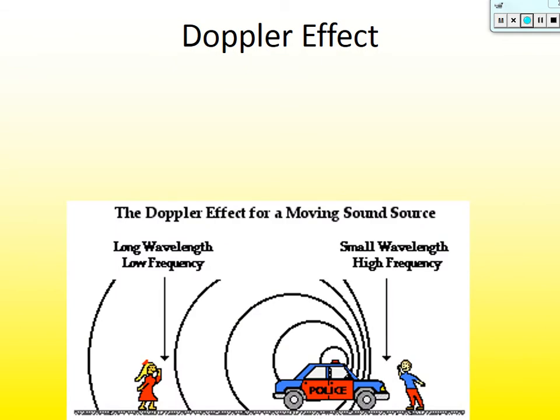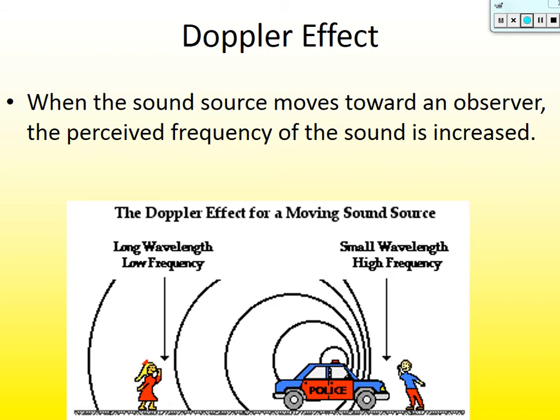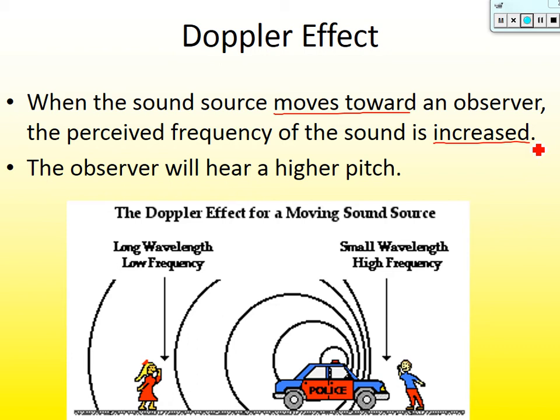Okay, so let's continue on with your notes. There's something to write down here. It says when the source of the sound moves toward an observer, the perceived frequency of the sound is increased. So he hears it at a higher pitch. So the observer will hear a higher pitch. So that's why this guy right here hears the sound at a higher frequency. All of these sound waves are bunched up in front of the police car.